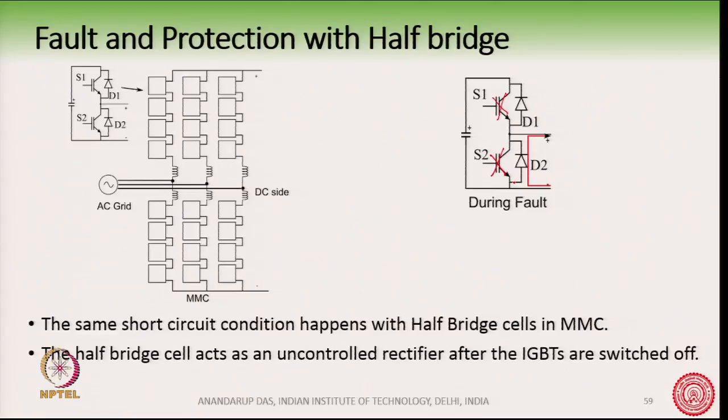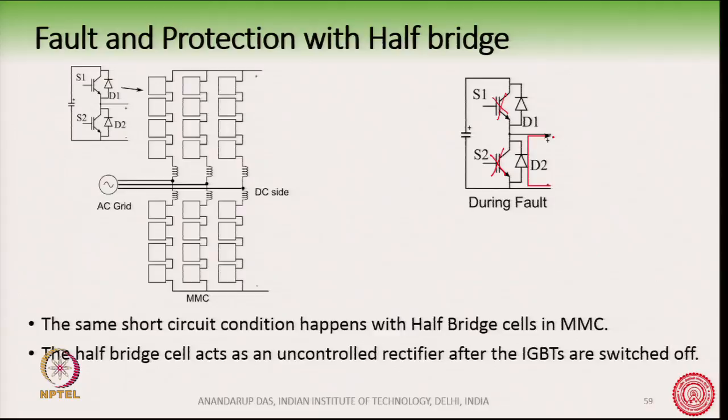So, depending on the polarity of the voltage, it may happen that the current is flowing through this diode D2 here. It may also happen that the current may flow through D1 and through the capacitor. However, the current flowing through D2 is a more severe condition, we will understand it a little bit later. So, the whole half bridge now acts as a single diode and is fully uncontrollable.